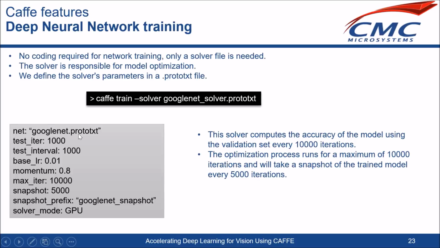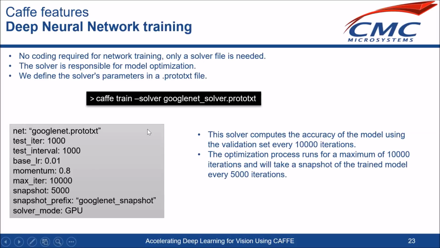The solver provides information that links to which model we are training. In this case it is googlenet.prototxt, with some parameters for the training. In this case, the solver computes the accuracy of this model using a validation set every 10,000 iterations, and it takes a snapshot of the training results every 5,000 iterations and saves it in the GoogleNet snapshots. And here we use the GPU for acceleration. So this is mainly how you launch a training.